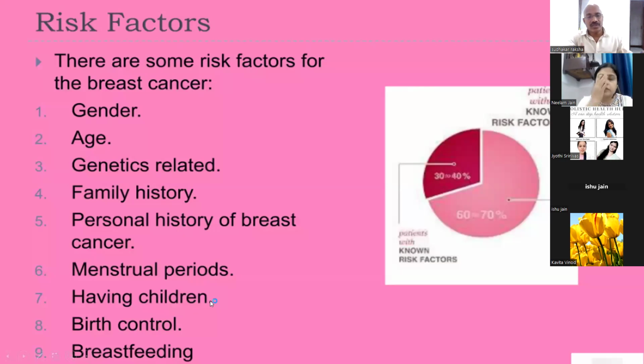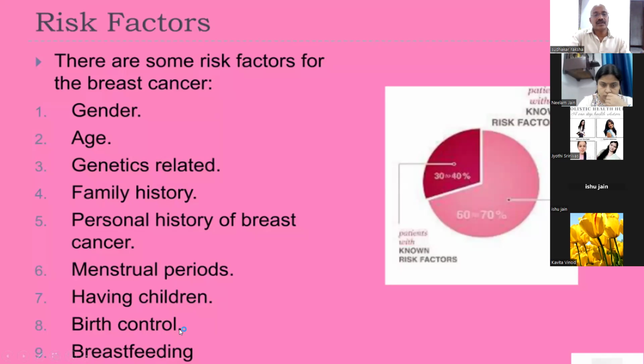Having children: the more the number of children, the less the likelihood of developing carcinoma. The first childbirth: early childbirth is a protective mechanism. A person who gives birth to children at 21 years is very much protected when compared to a woman who gives birth around 35 years of age. Late first childbirth is a risk factor for breast carcinoma.